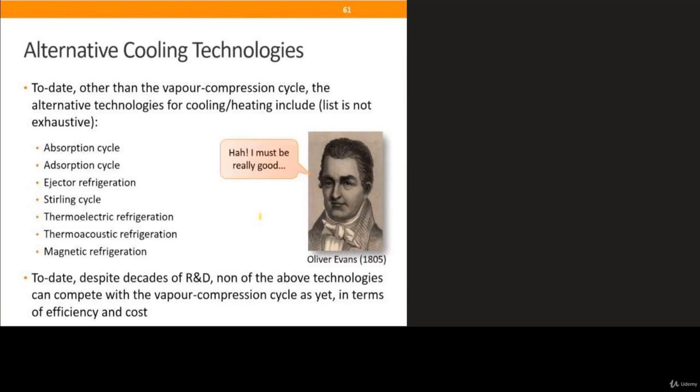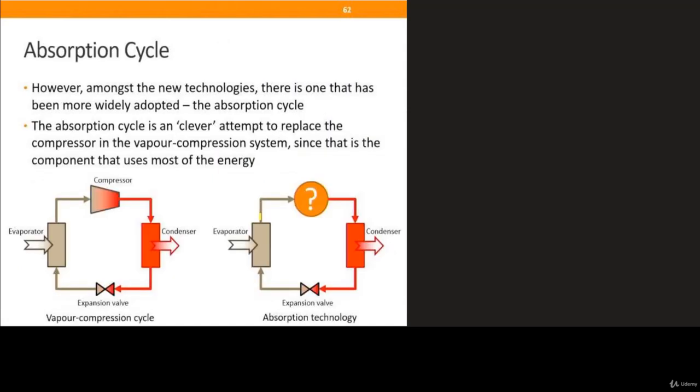The only one that comes close will be the absorption cycle. So maybe I'll just talk a little bit about this absorption cycle. What they are trying to do is to replace the compressor, because we know that the compressor is the one that consumes energy inside this vapor compression cycle. So what can we replace the compressor with? Something that can cause an increase in pressure without using a compressor.